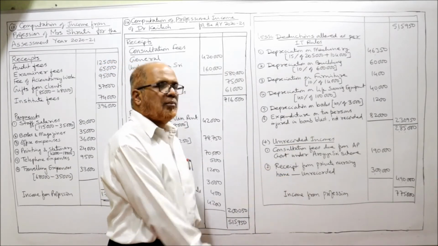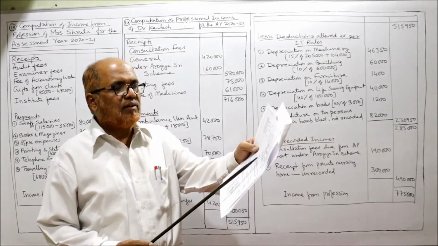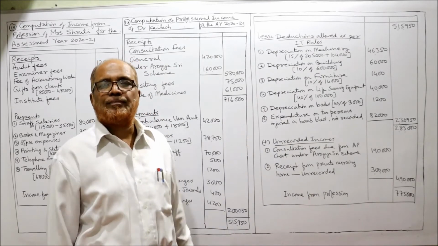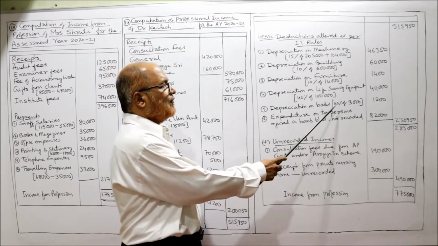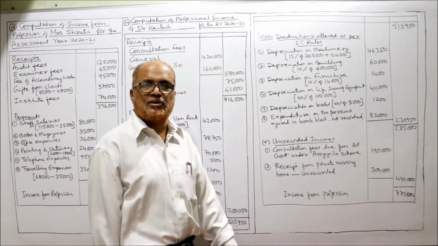Now depreciation on books. Last one, it is given purchase of books 3,000. So on books, depreciation is 40%. So 40% of 3,000, 1,200 rupees is the depreciation.